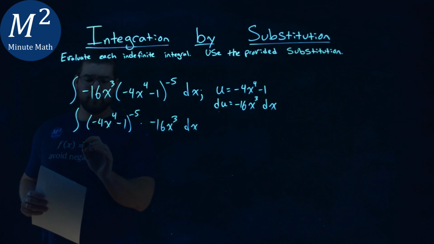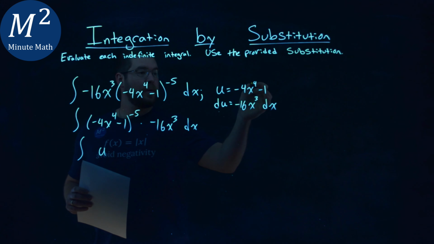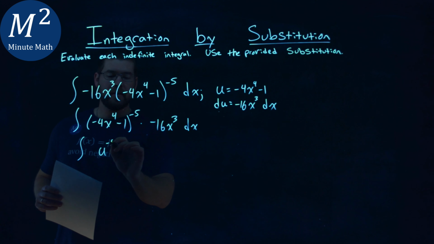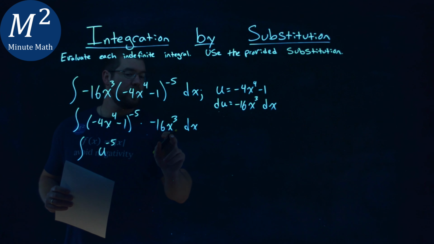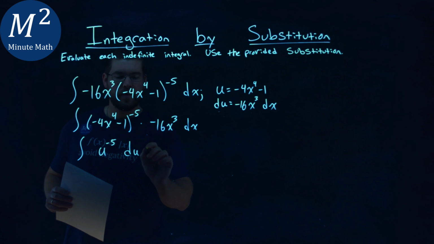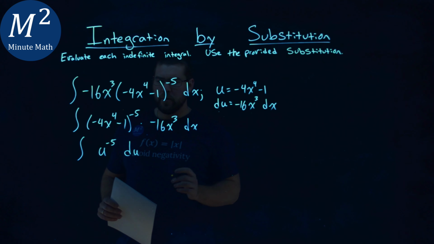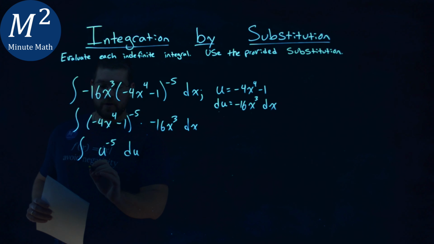So from there, we can rewrite this to be the integral. This inside is a u, right? Negative 4x to the fourth power minus 1 to the negative fifth power times, well, the negative 16x to the third dx is my du. And that integral looks a lot easier to solve. So from there, let's go find what the integral is.